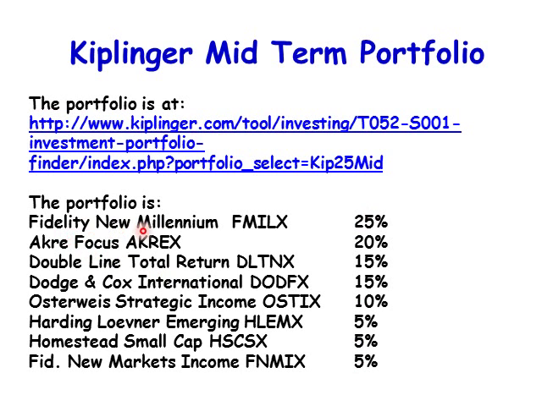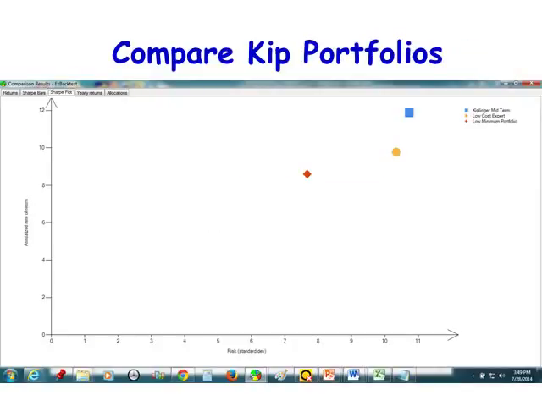So Fidelity New Millennium 25%, Akre Focus 20%, DoubleLine Total Return 15%, Dodge & Cox International 15%, Osterweis Strategic Income 10%, Harding Loevner Emerging Markets 5%, Homestead Small Cap 5%, and Fidelity New Markets Income 5%. So this is the midterm portfolio, and the funds are from the Kiplinger 25 list. Okay, let's continue. Here are the comparisons.